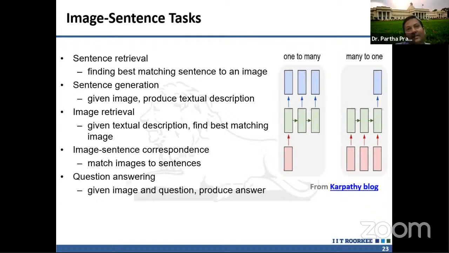Okay, so for example, image descriptions, as I was saying: given an image, I want to generate a caption. But maybe the other way, if I'm just asking a question in Google, give me the images where one man is standing in front of a tree. And then from that sentence, it will extract those images. So when I am giving a sentence and it extracts the relevant images, that is image retrieval.